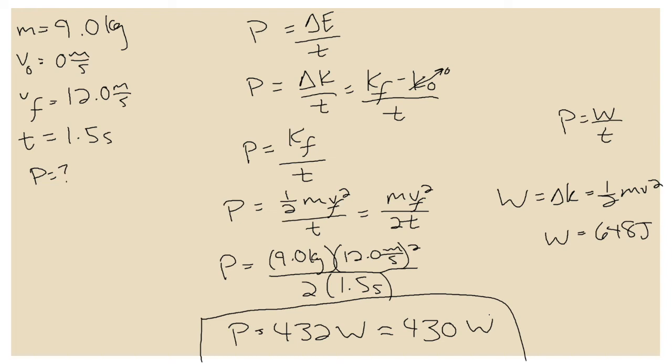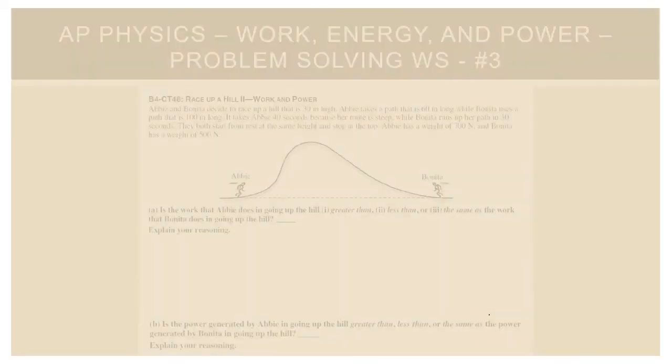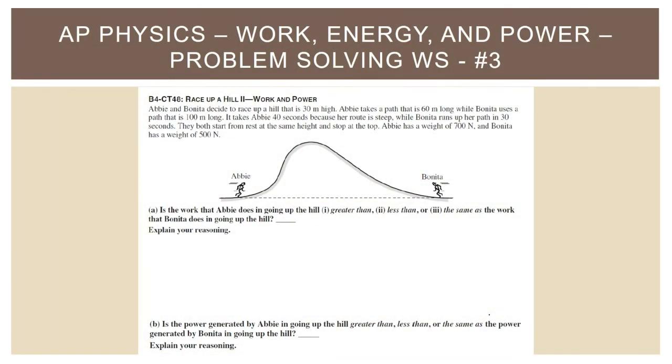And with that, that's it for all of the calculations on both of these sheets. The last 2 situations on this sheet are conceptual questions. And so we'll take a look at those now here quickly before we wrap it up. Now, the first problem that's listed on the back of this sheet is number 3, race up a hill, work, and power.